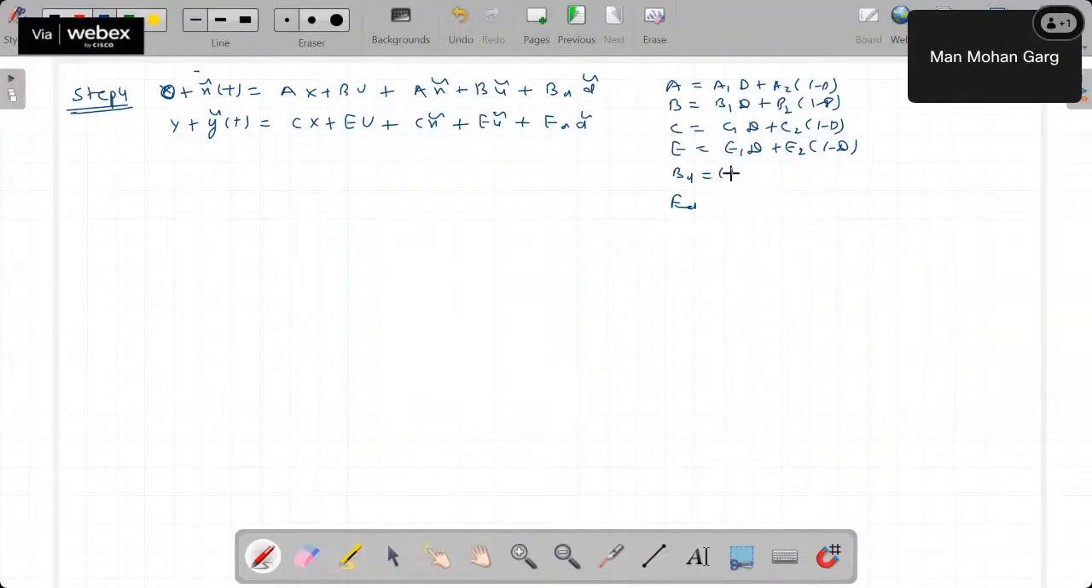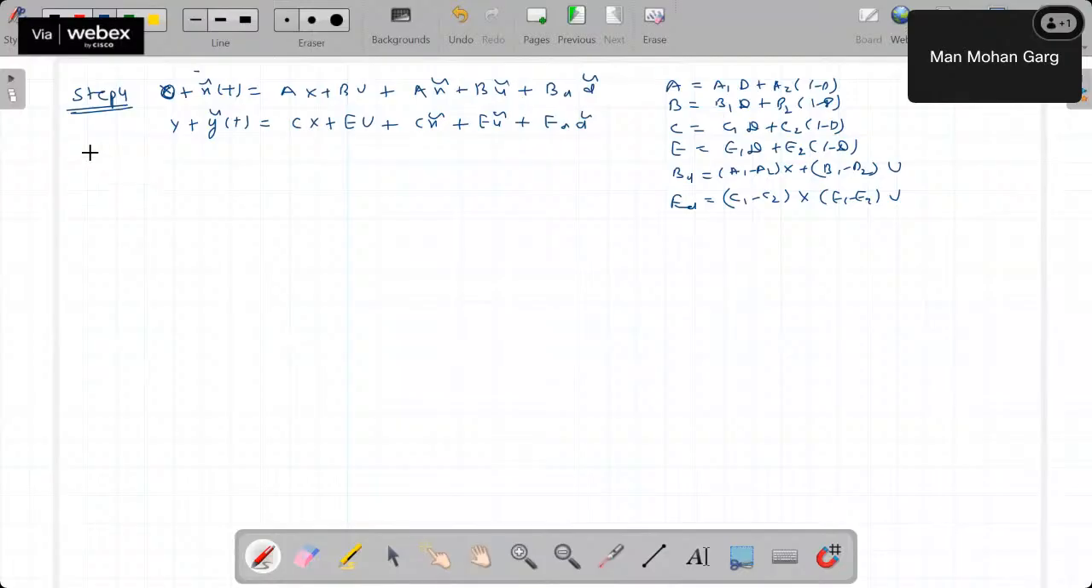So here B_d is (A1 minus A2) x plus (B1 minus B2) u. Similarly, E_d is (C1 minus C2) x plus (E1 minus E2) u. We got these equations. These equations are in state space form, right? And you can see this is the DC part, and this is the DC part over here. This is the perturbation terms, and these are perturbation terms.